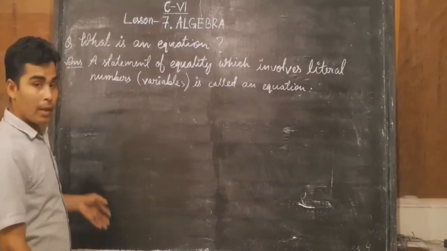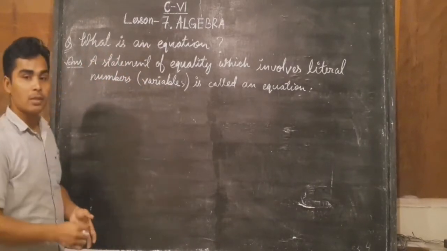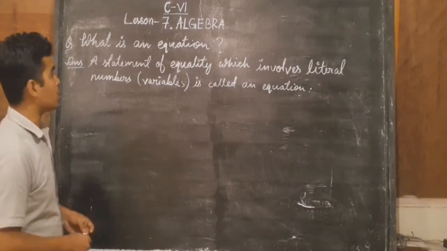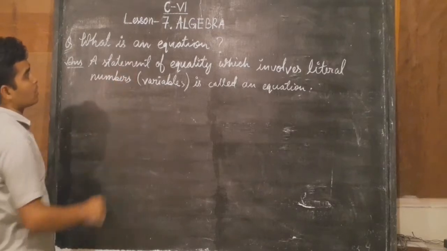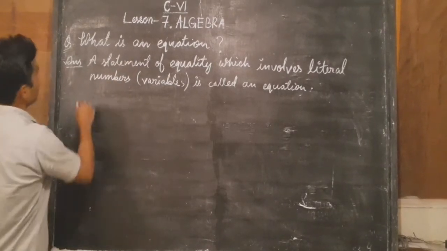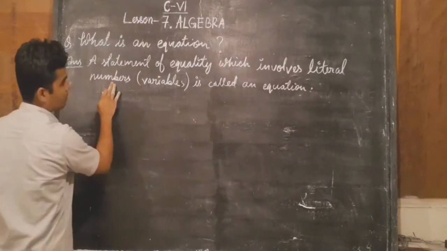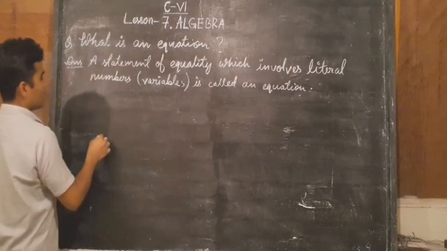Now I will explain what an equation is. Before, you learned what an algebraic expression and a numerical expression are. First of all, let us read the definition of an equation. A statement of equality which involves literal numbers, also called variables, is called an equation.